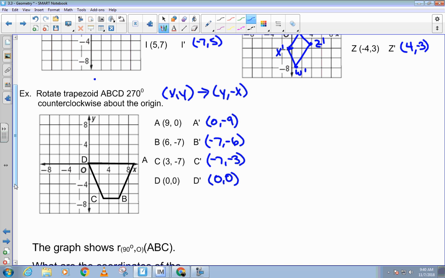Okay. So, 0, negative 9 comes down here. There's my A prime. My B prime is at negative 7, negative 6. And C prime is at negative 7, negative 3. Going to the next point. And I rotated 270 counterclockwise or 90 clockwise.